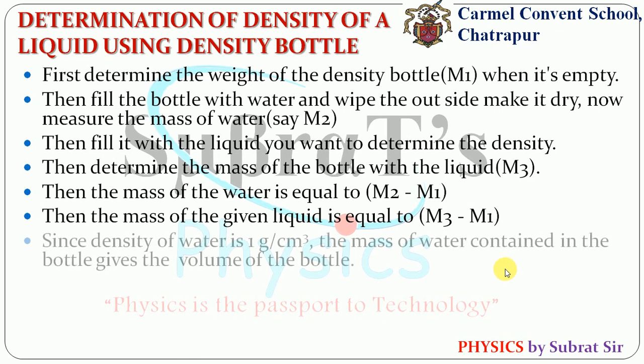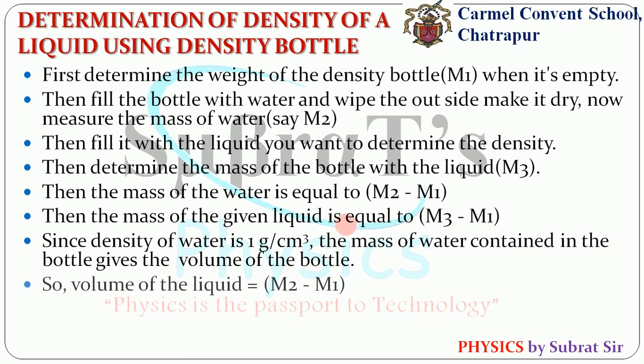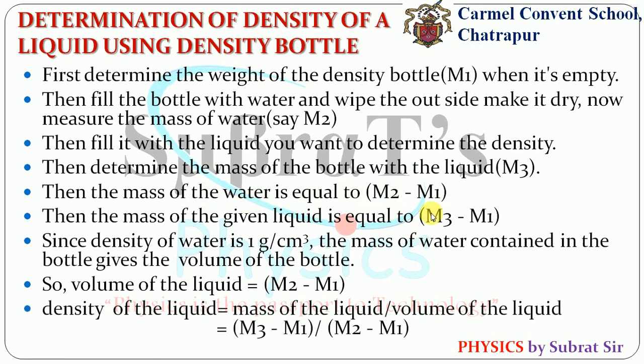But we know that the density of water is 1 gram per centimeter cube. So the volume of water contained in the bottle gives the volume of the bottle. The mass of the water is equal to the volume of the liquid, or volume of the bottle. So the volume of the liquid is m2 minus m1, the mass of the liquid is m3 minus m1. Now you can put the formula: density of the liquid is equal to mass of the liquid divided by volume of the liquid, where mass is m3 minus m1 and volume is m2 minus m1.